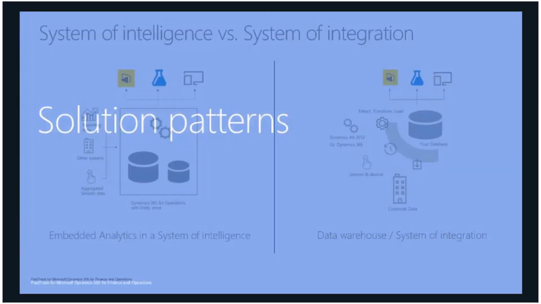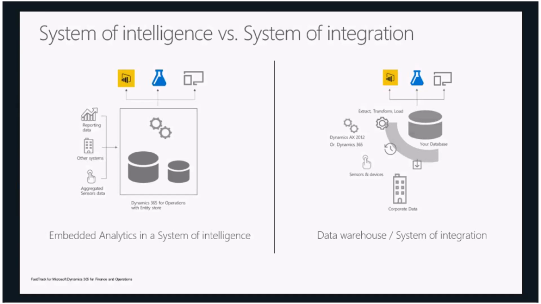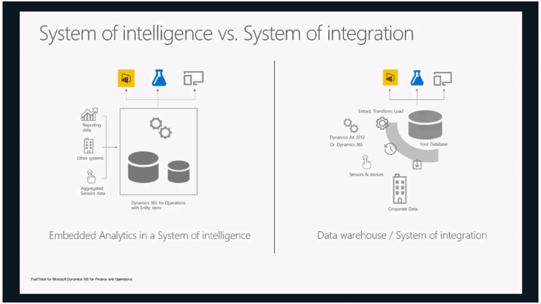So we'll start with the solution patterns, and we're talking about a system of intelligence versus a system of integration. So the intelligence on the left involves the entity store, which is the star schema. It's summarized kinds of data. One way to think of it is that it doesn't have any vouchers or that kind of detail, in simple terms.